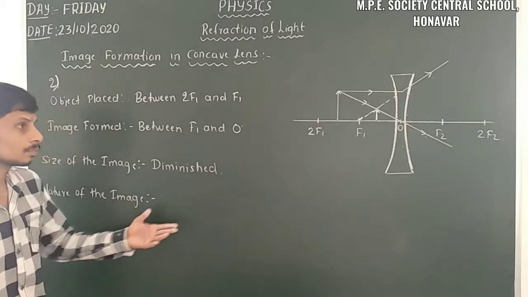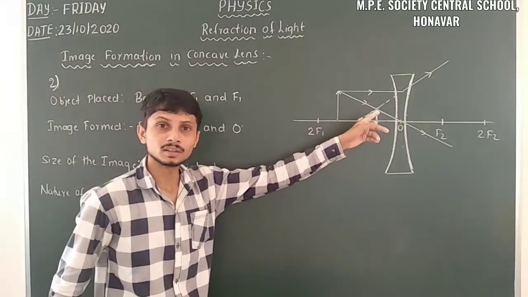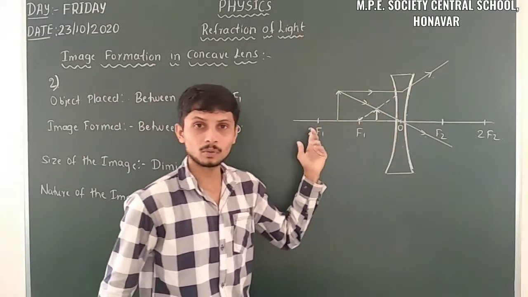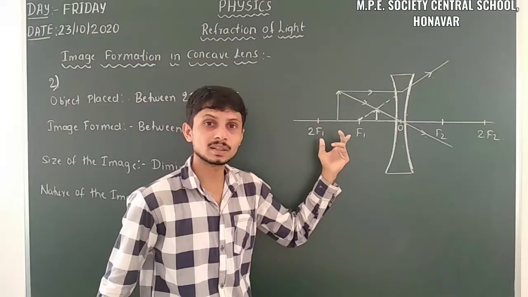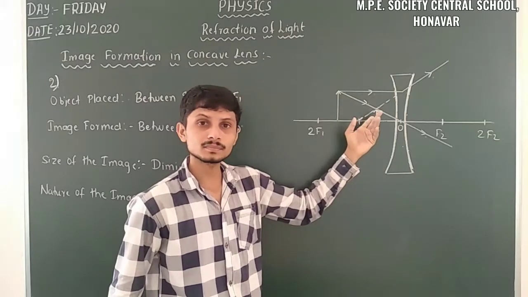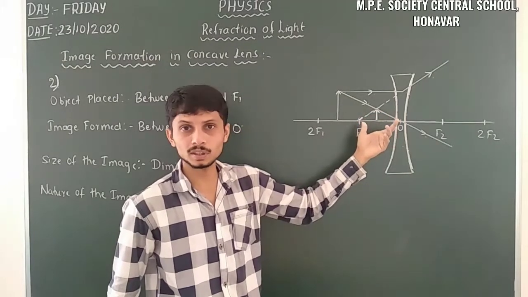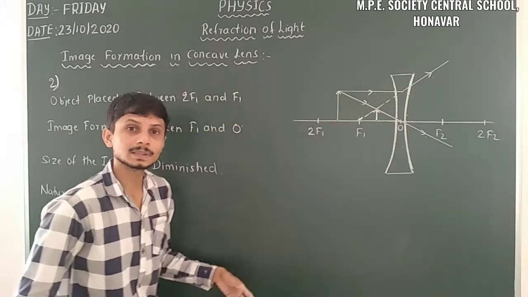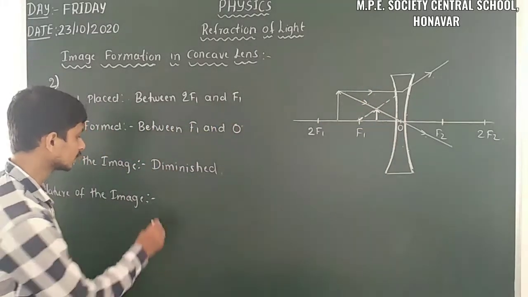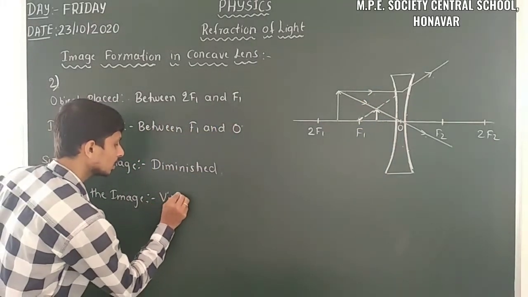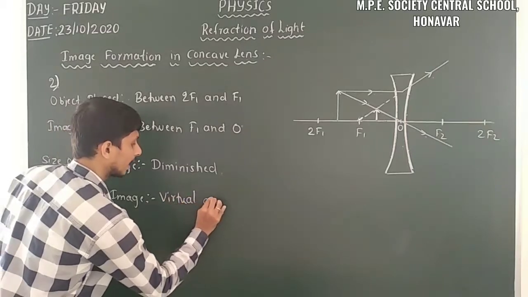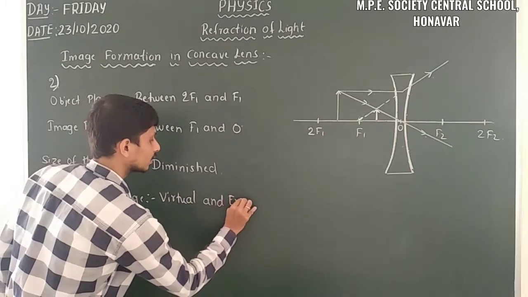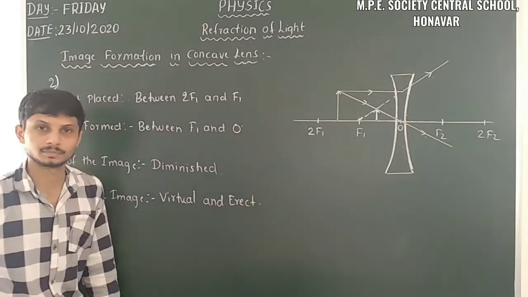Then what is the nature of the image? Just observe, we extended the ray backward, so that means it's a virtual image. It's a virtual image and it is erect, above the principal axis. So that's why a virtual and erect image is formed here.